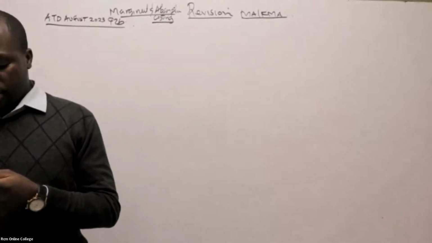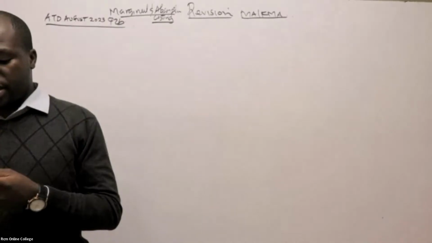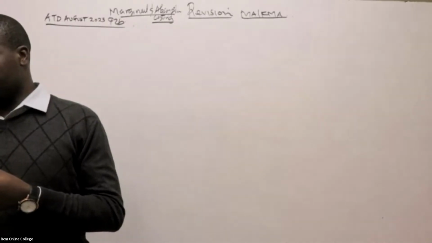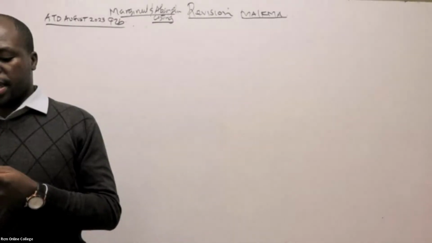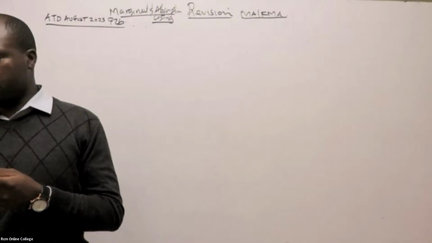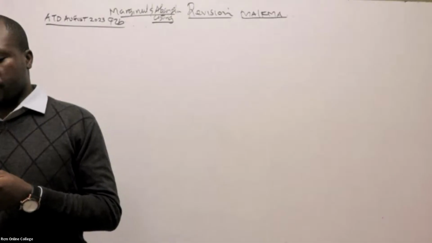So under required, prepare statement of profit or loss using the following costing techniques. Number one, using marginal costing technique. Number two, using absorption costing technique. So the only thing we need to identify is how to deal with the fixed production costs.